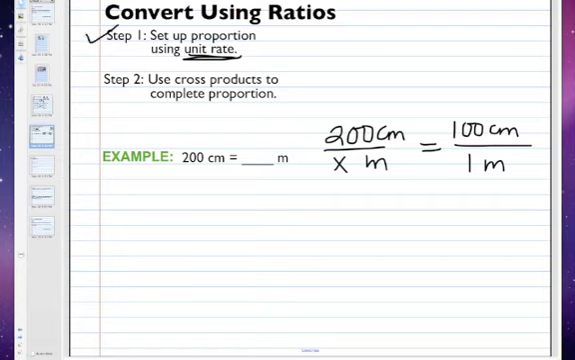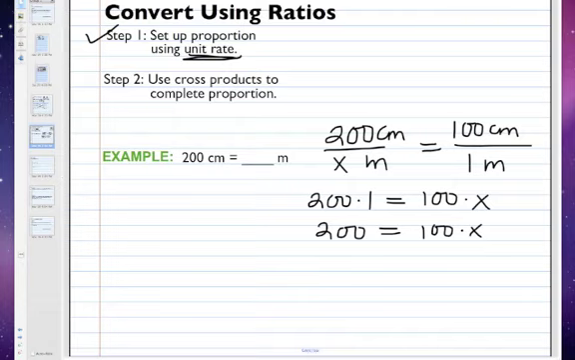Now that I've set up my proportion, the next thing I need to do is use cross products to solve it. So 200 times 1 is equal to 100 times x. 200 times 1 is 200. 100 times x stays the same. Now to isolate or get x on its own, this is where we divide by the number being multiplied by x, and in this case that's 100. 100 divided by 100 is 1. 1x is equal to 200 divided by 100, which is 2. So 200 centimeters is equal to 2 meters.